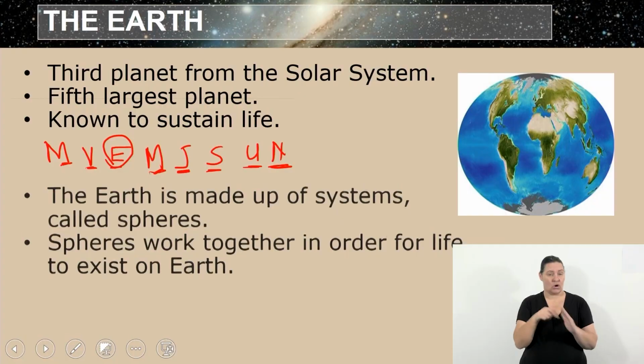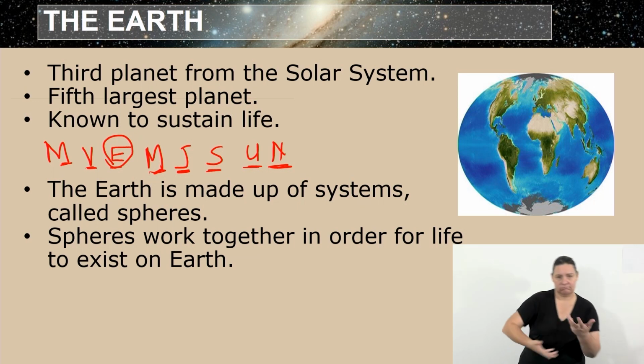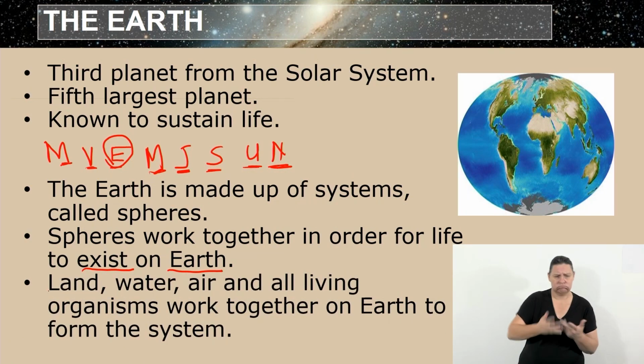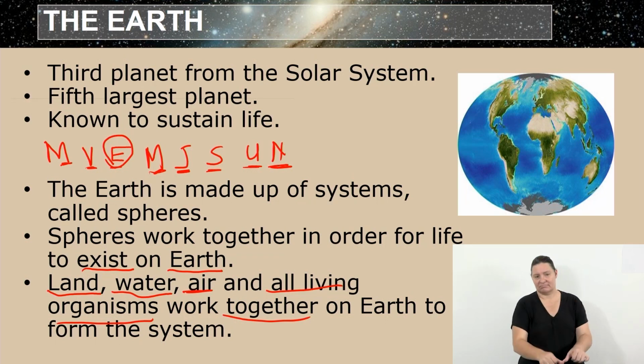Now, the Earth is made up of systems, and these systems are called spheres. The spheres then have to work together in order for life to exist on Earth. Okay, now how do these spheres work together? We have the land that has to interact with the water, that has to interact with the air, in order for all living organisms to work together, for life on Earth to exist and to form a system.